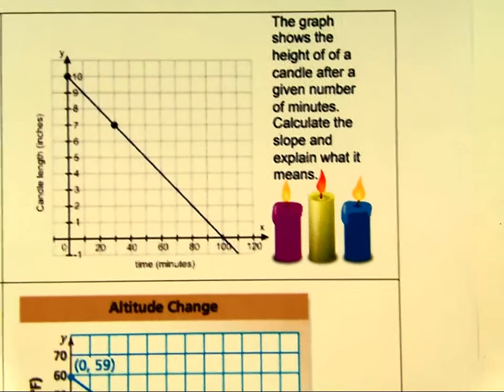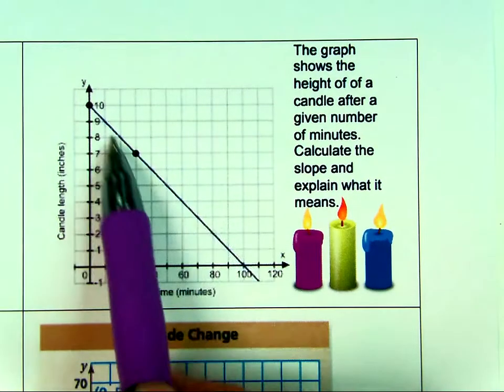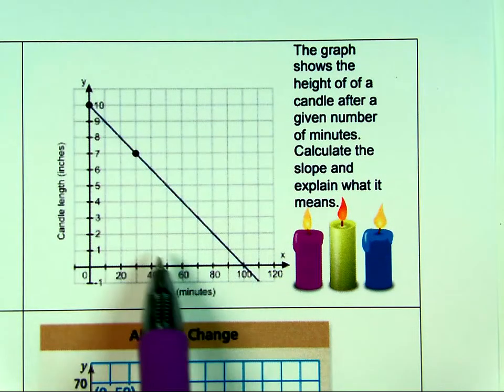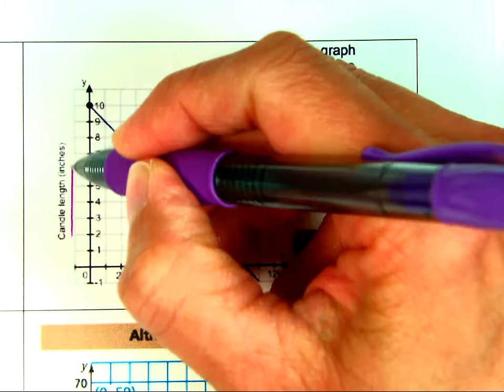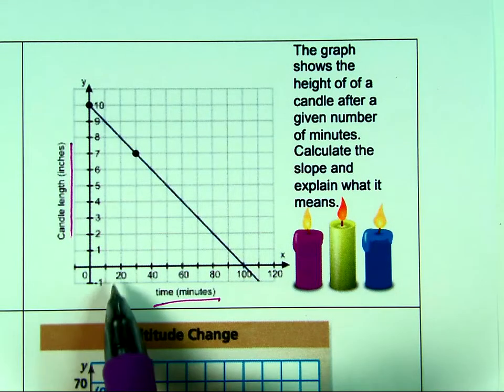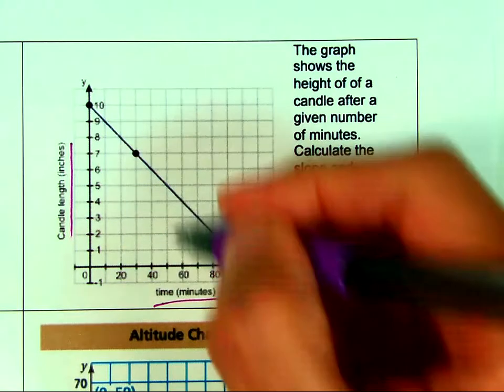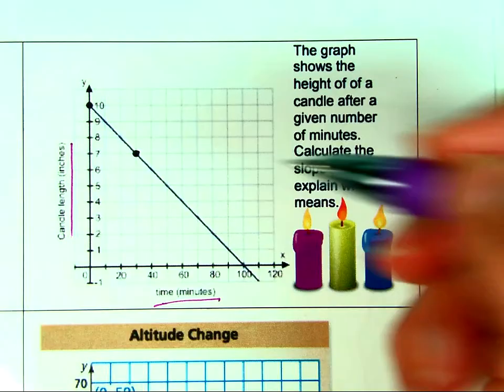Here is a picture of some candles. You know that if you burn a candle, it gets shorter. So that's why our slope is going down. It's negative. So this says the length in inches of the candle, and this says the time in minutes. So every 20 minutes, it's counting by tens, but we see the 20, 40, 60. We see this point right here. What does this point mean in the context of the problem?